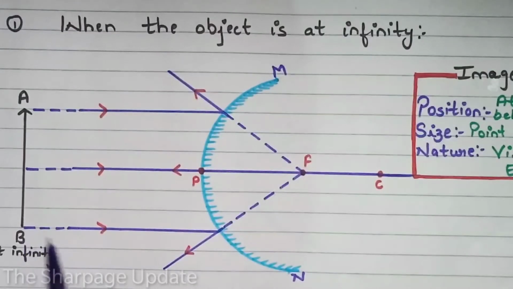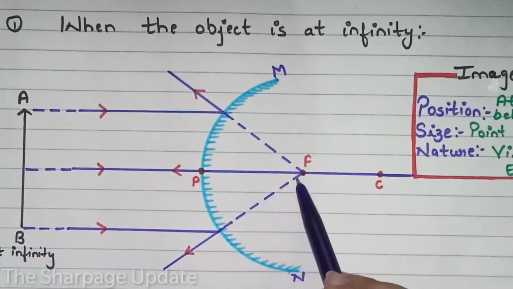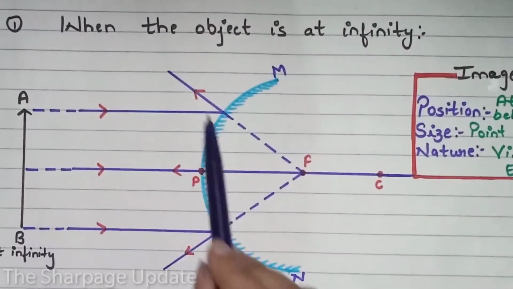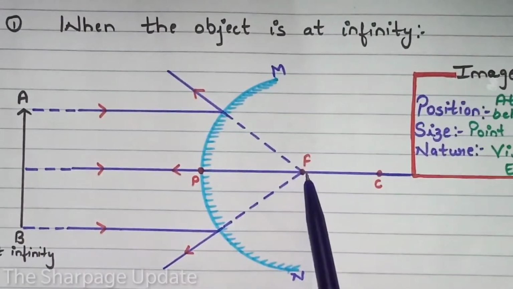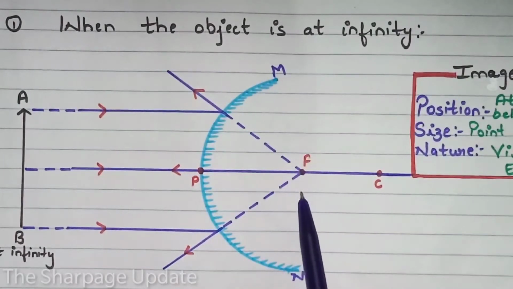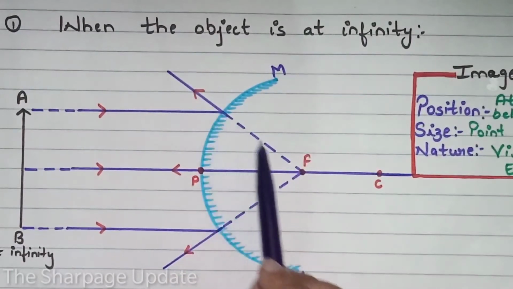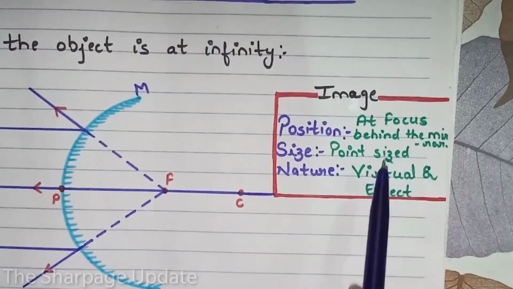Now, a second ray of light which is incident on the convex mirror diverges in the other direction and appears to meet at the focus behind the mirror. Now, we can see these two rays meet here at the focus. So, the image will be formed at the focus. Right, students? The image will be formed at the focus and behind the mirror.